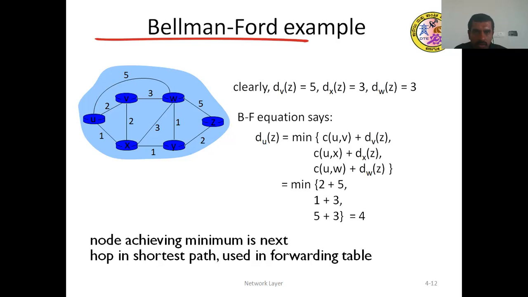The Bellman-Ford equation says d_u(z) is equal to the minimum of c(u,v) plus d_v(z), c(u,x) plus d_x(z), c(u,w) plus d_w(z). The minimum we can compute like 2 plus 5, 1 plus 3, 5 plus 3, which equals 4. The node achieving the minimum is the next hop on the shortest path used in the forwarding table. So which completes the session 4 of the classes.